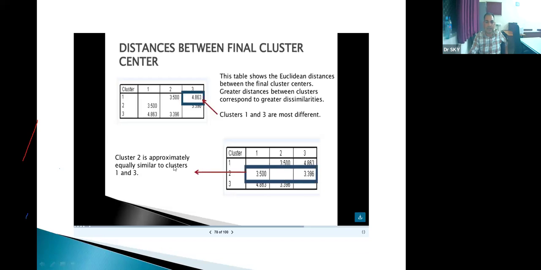So this way we can have it. Cluster 2 is approximately similar to both cluster 1 and cluster 3, this one and this one. But 1 and 3 are different. 1 and 3 have the highest distance, so it is different from that.